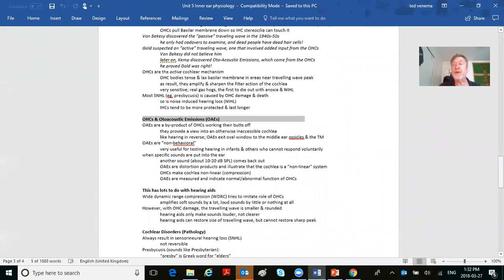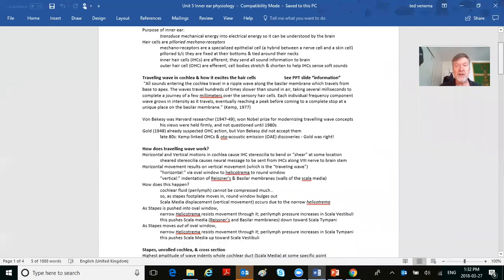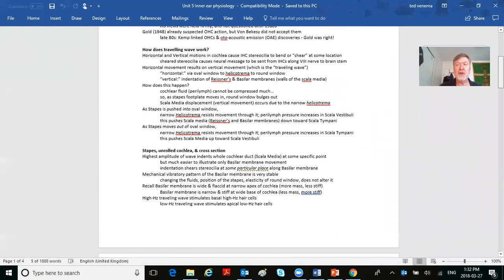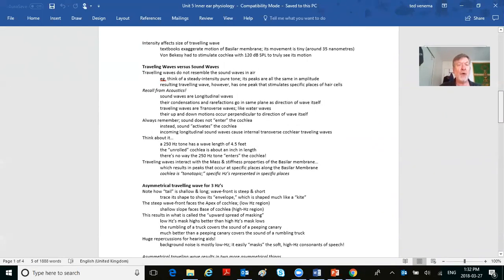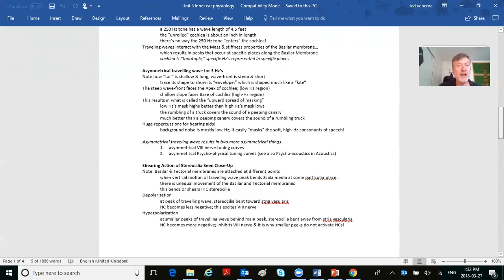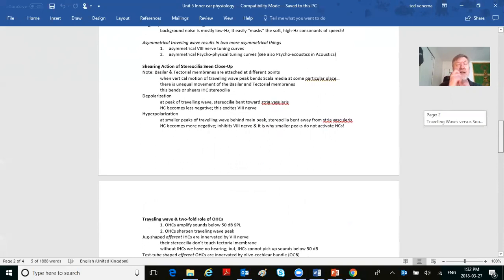So when we're looking at our notes, scrolling all the way to the top, inner ear physiology, looking at the traveling wave, the vertical motions and horizontal motions in the cochlea, then looking at traveling waves versus sound waves, traveling waves being transverse waves and sound waves being longitudinal waves. Then we looked at the asymmetrical traveling wave in and of itself, shaped like a kite, making low frequencies mask highs better than highs masking lows, upward spread of masking, the shearing action of the hair cells.